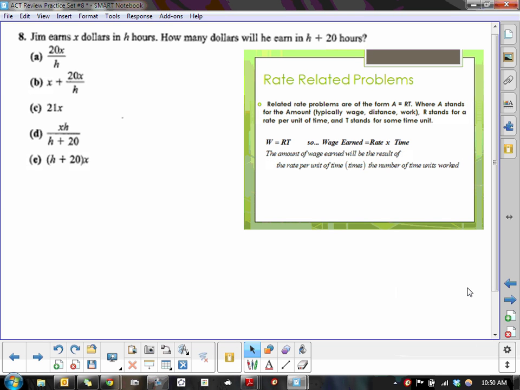Number 8 is a problem that I would classify as a related rate problem. It says Jim earns X dollars in H hours. How many dollars will he earn in H plus 20 hours? So I'm going to go through this related rate information a little bit.